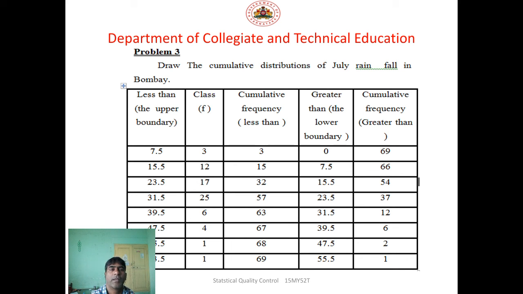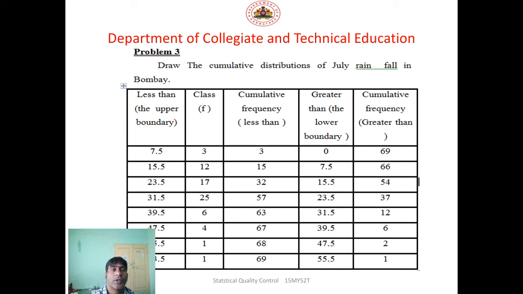Next, for 39.5 you have 6. For 41.5 you have 4. For the next, 55.5, you have 1. For 68.5 you have 1. So like that we have these entries.